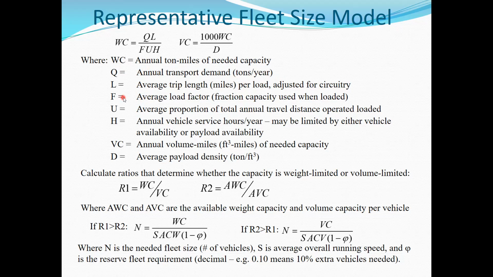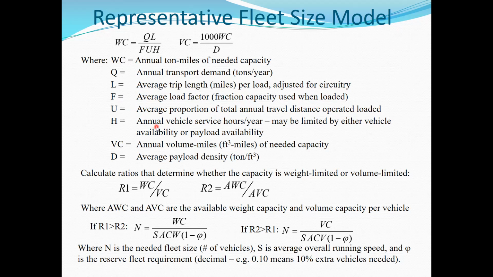And then F will be equal to average load factor, fraction capacity used when loaded. F is sort of a load factor, because you might not be able to fully use that capacity that is available with each truck. U, capital U, is average proportion of total annual travel distance operated loaded. So how much is the travel distance you're making?